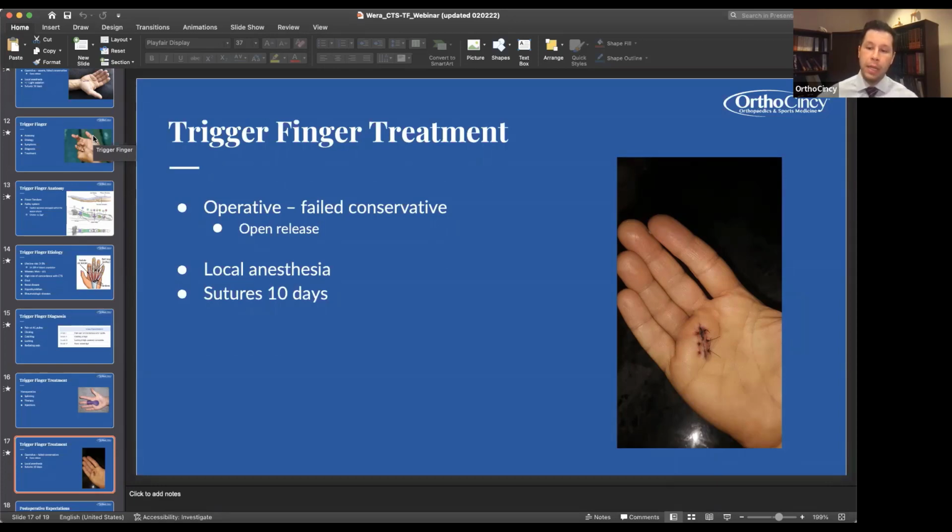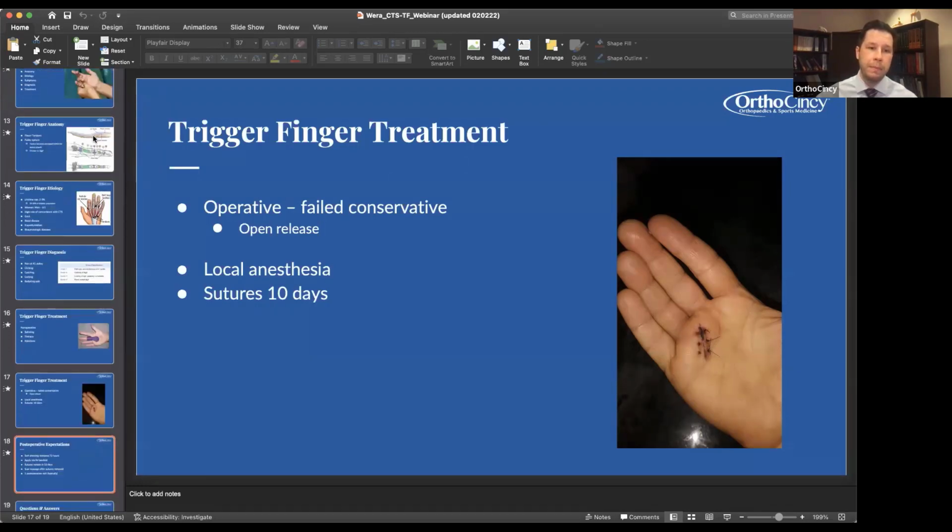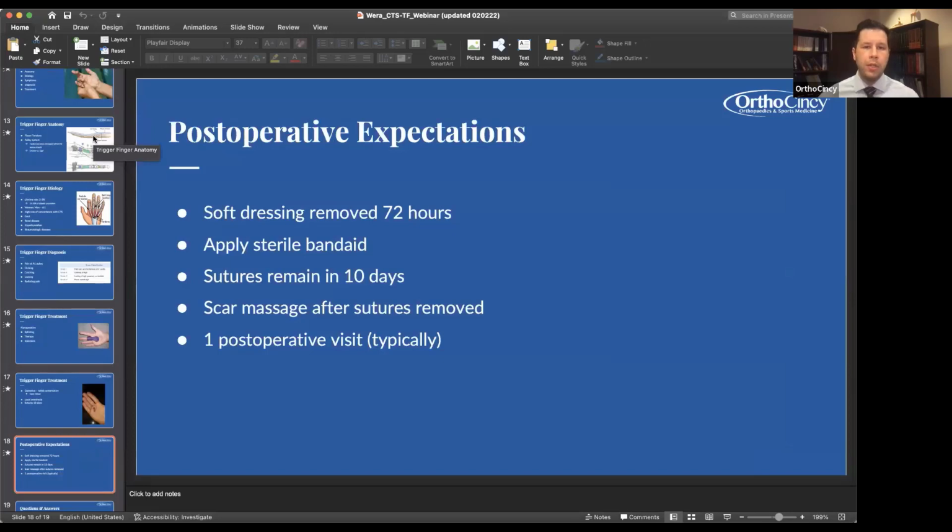Again, sutures stay in for approximately 10 days. The dressing would stay on for approximately 72 hours, and then you would put a Band-Aid over top of the incision until you see us back. Just to reiterate the postoperative expectations: soft dressings on for 72 hours. Under local anesthesia, you can actually drive yourself home. You can have your morning cup of coffee. Stitches stay in for approximately 10 days.